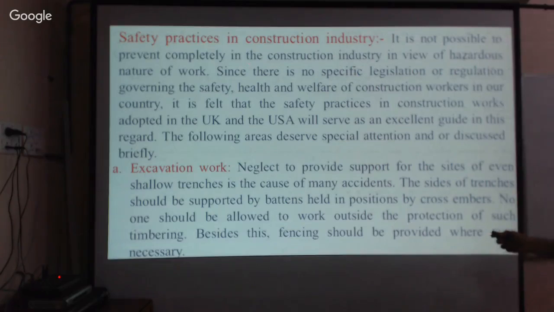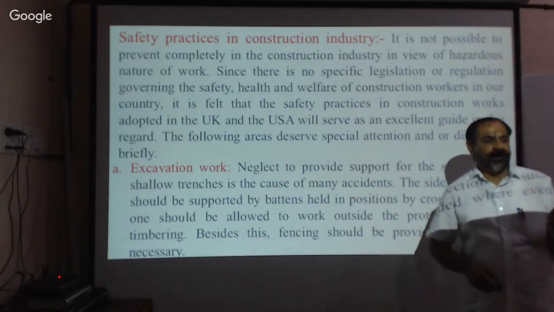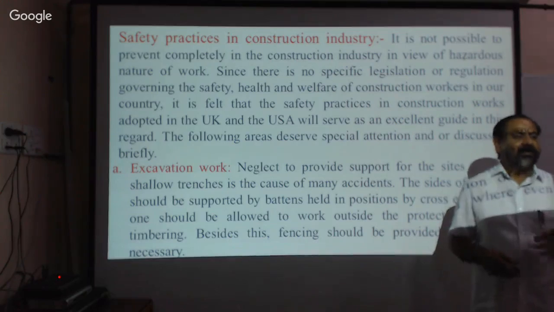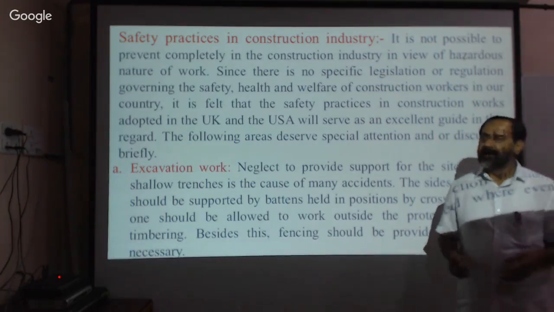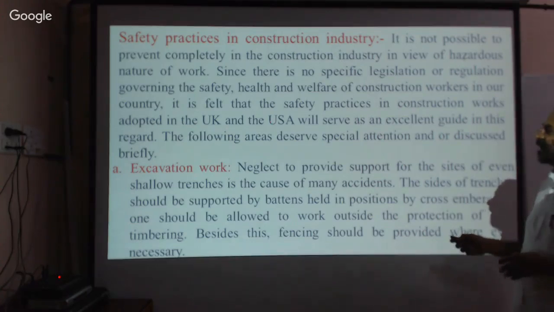And safety practices in construction industry. It is not possible to prevent accidents completely in the construction industry in view of the hazardous nature of work, since there is no specific legislation or regulation. Now, this is the statement taken from the old book. Today we have legislation. For safety and maintenance, there is legislation, there is a government rule, there is a standard set by the government department. We'll see that later.